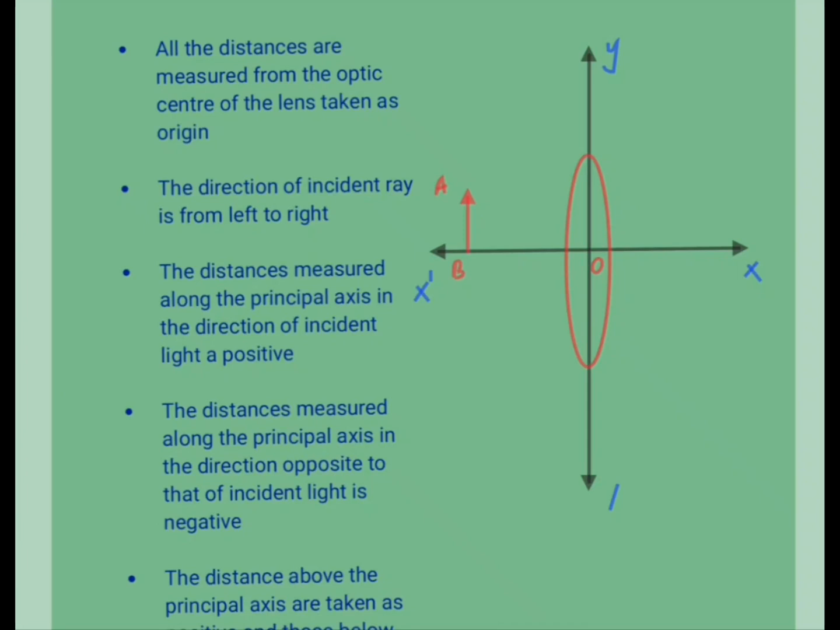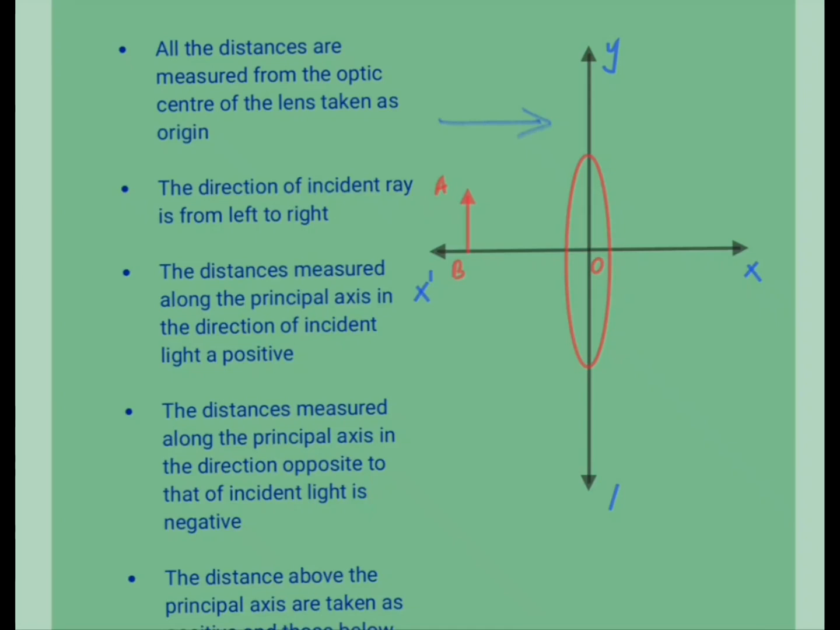Now, according to this sign convention, we consider that the direction of incident ray is from left to right. That means we always consider that the light is coming from the left and is moving towards the right. That means we will always place the object on the left side of the lens. It doesn't mean that we can't place it on the right side. When we are following a sign convention, we have to apply the rule for all the cases. That's why when we are doing numericals, we always follow this sign convention.